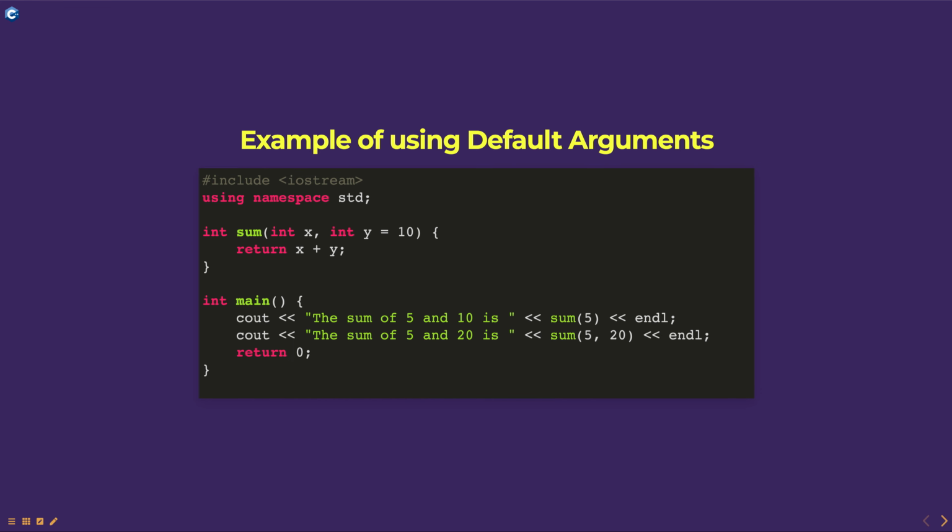The output of the code is: the sum of 5 and 10 is 15, and the sum of 5 and 20 is 25. Hope this helps.